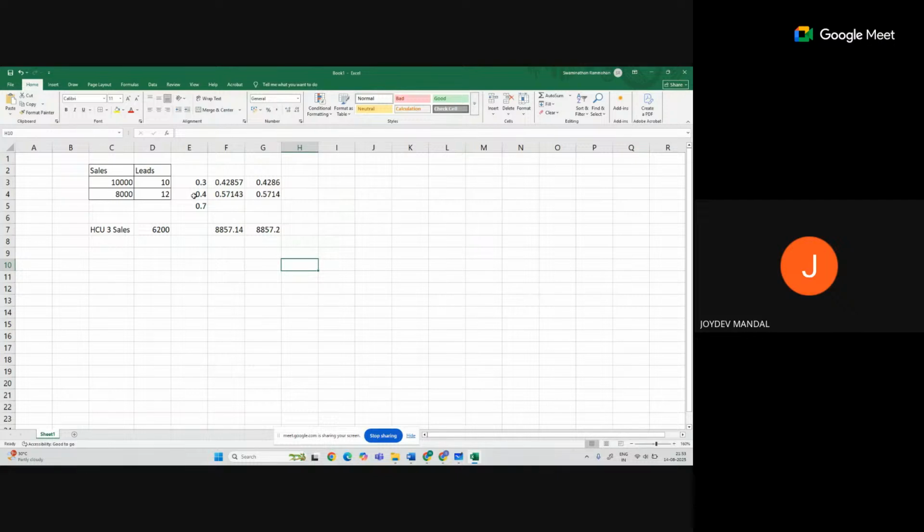Because we are not going to round off, and it will consume time, because here you have done 3 by 7 and found one output. So if we do 3 by 7 into 10,000 and 4 by 7 into 8,000, and after that we do the round off.